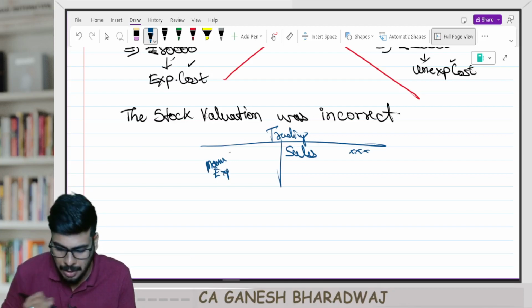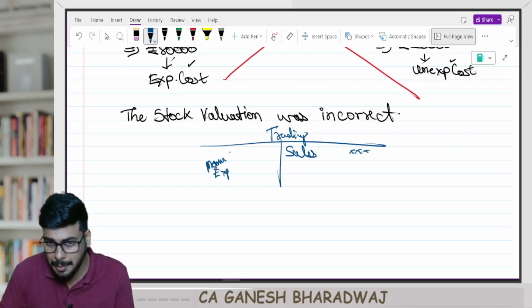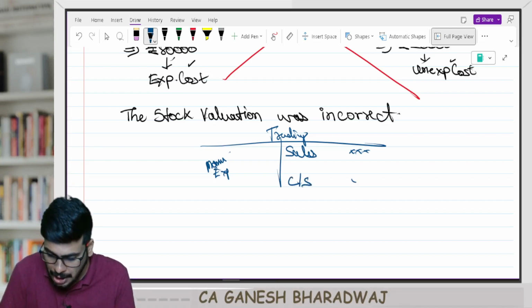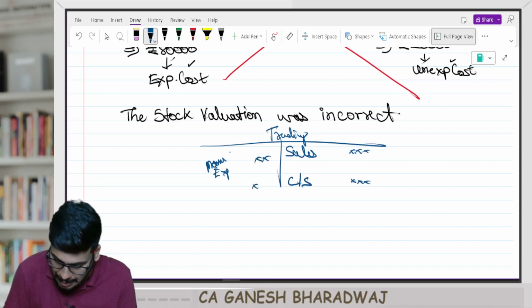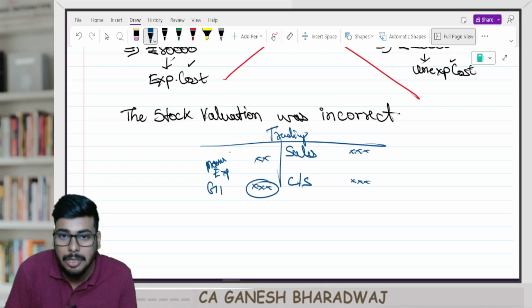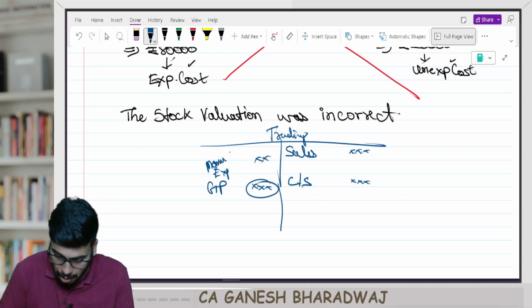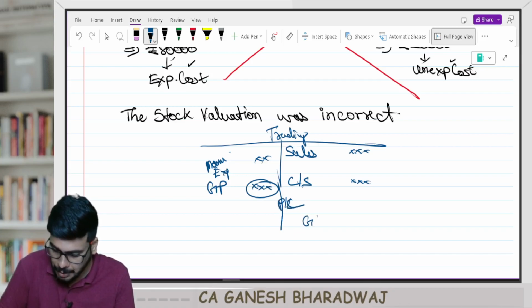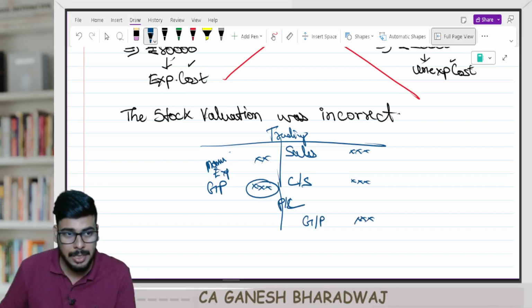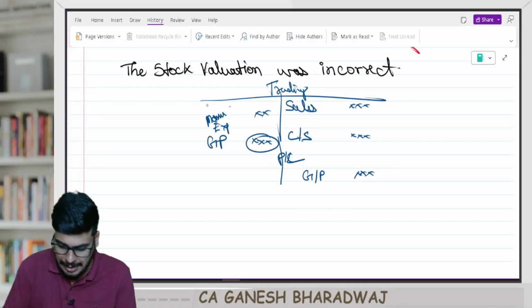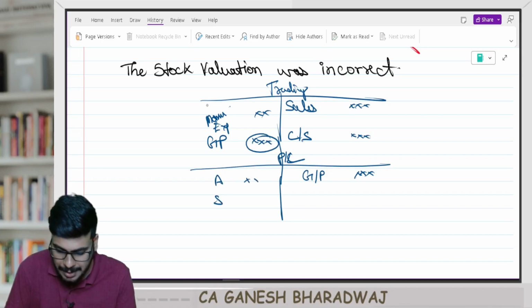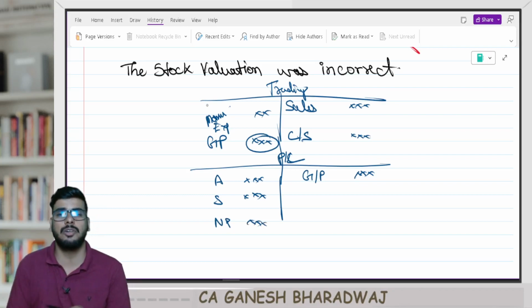Is closing stock there in trading account or in P&L account? It is there in trading account. With this, you arrive at the balancing figure. Call it what? Gross profit. Now this gross profit is carried forward to your P&L account, and from this you reduce all other costs. In our example, your administrative expenses and selling expenses are knocked off from your gross profit to arrive at your net profit.